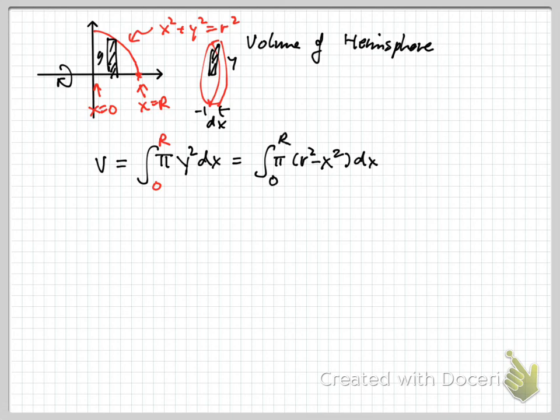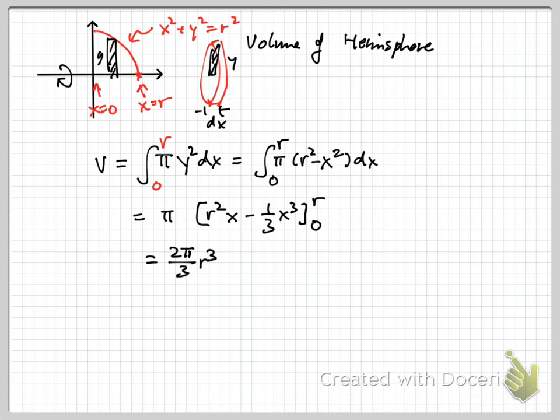So this integration, in fact, is easier than the previous one. r is a constant, so it's just r squared x minus 1/3 x cubed, from 0 to r. Sorry, I should use the small r here. So that would be r cubed minus 1/3 r cubed. So the answer is 2 pi over 3 r cubed. That is for the hemisphere.